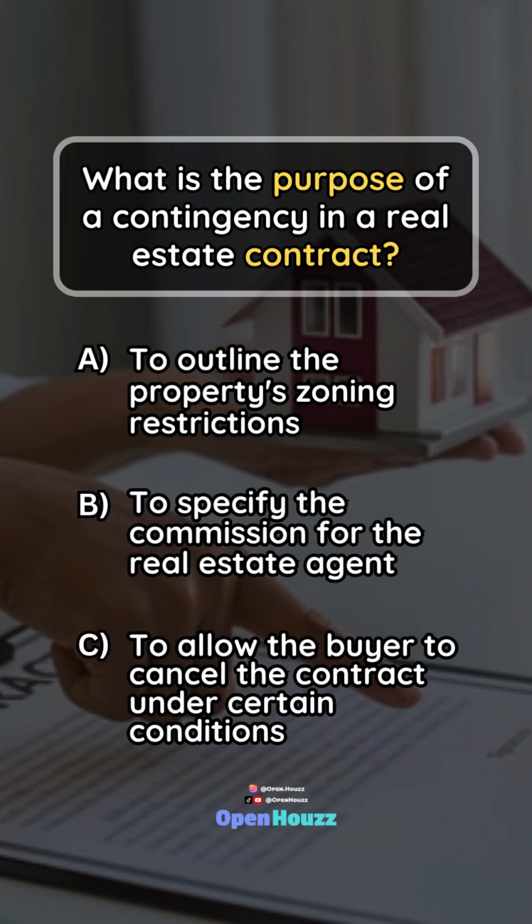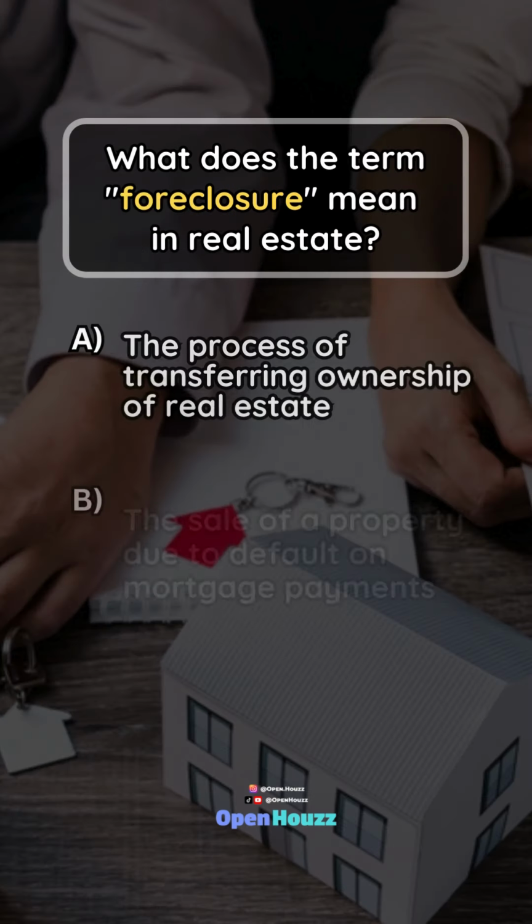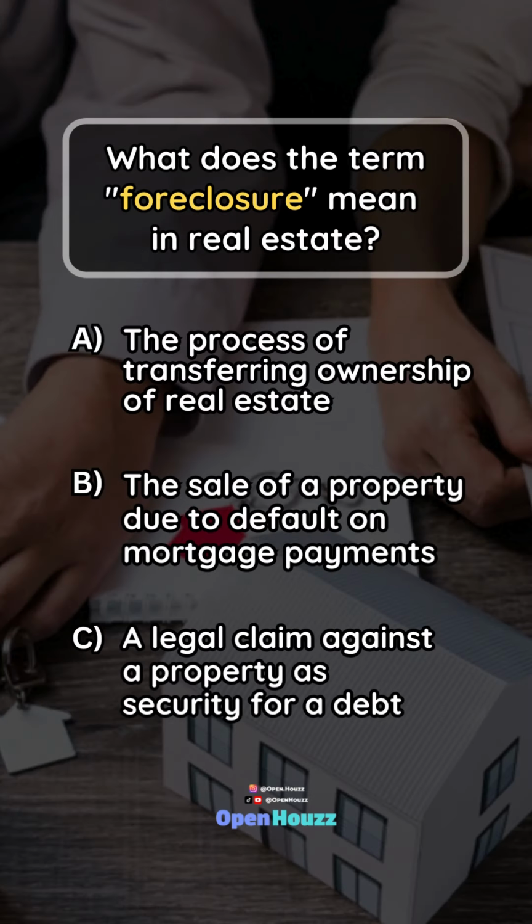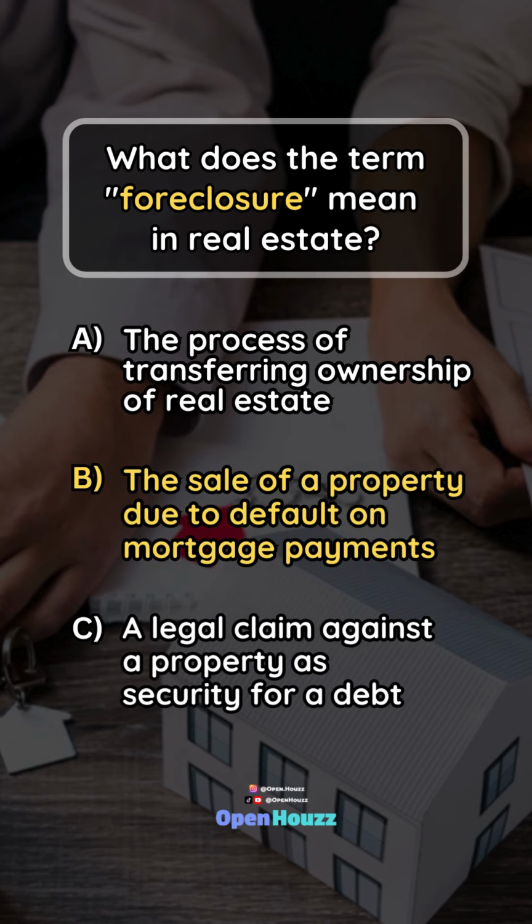What is the purpose of a contingency in a real estate contract? To allow the buyer to cancel the contract under certain conditions. What does the term foreclosure mean in real estate? The sale of a property due to default on mortgage payments.